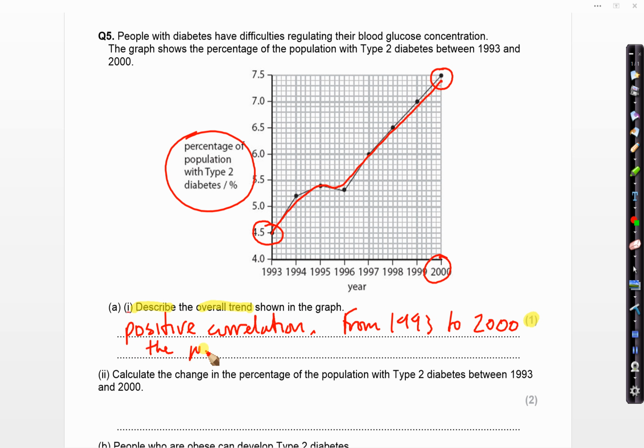the percentage of people with type 2 diabetes increased. As simple as that for 1 mark.